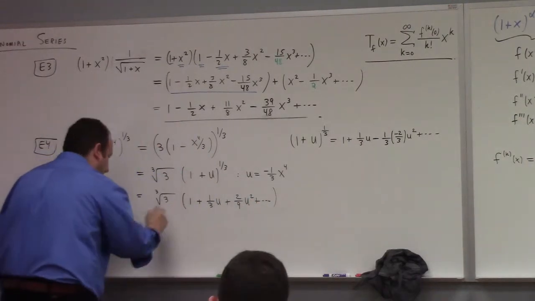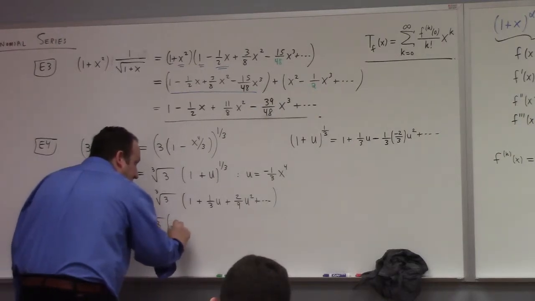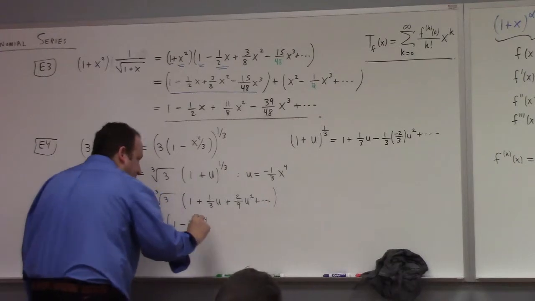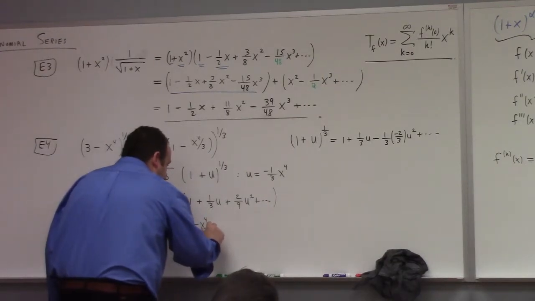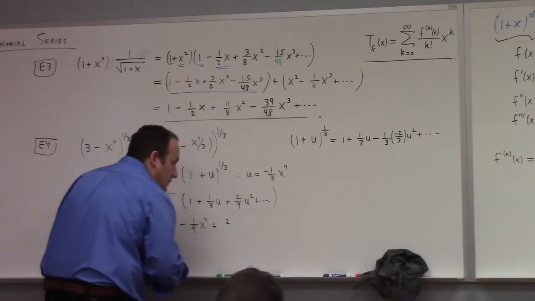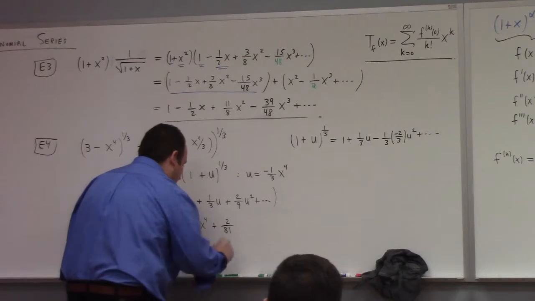But put what in that is, we're looking at the cube root of 3 times 1 minus 1/9 x to the 4th plus 2 over 81 x to the 8th.